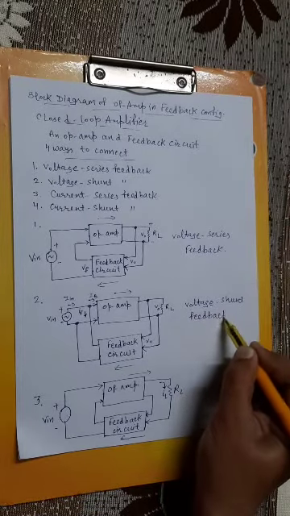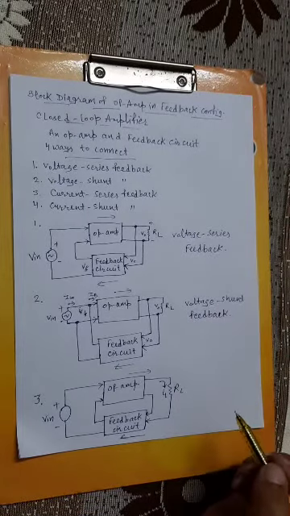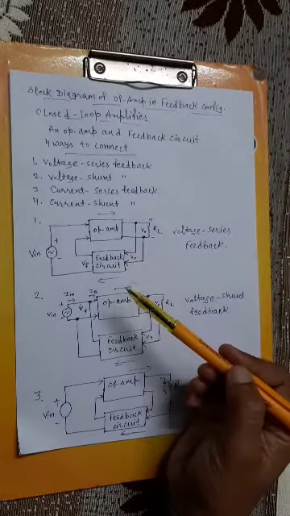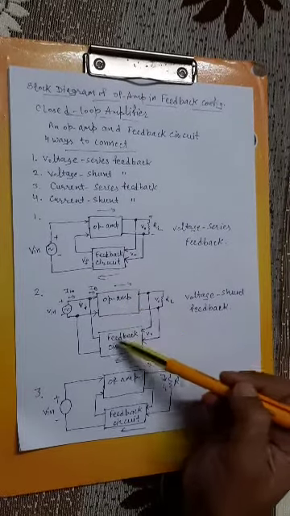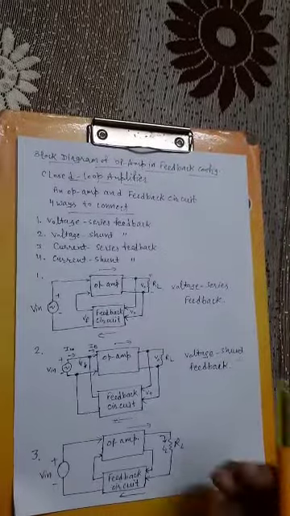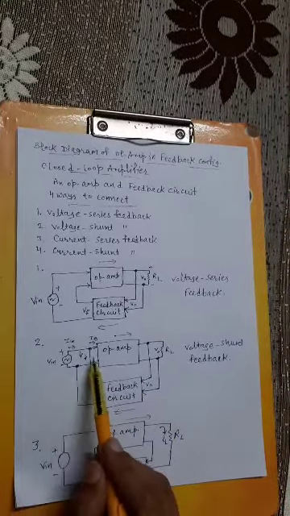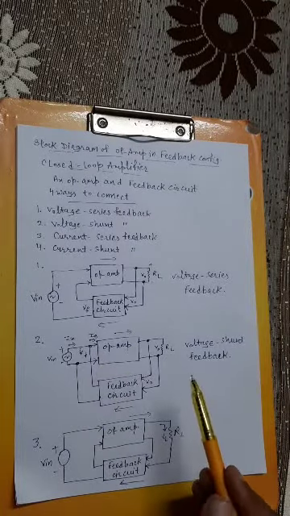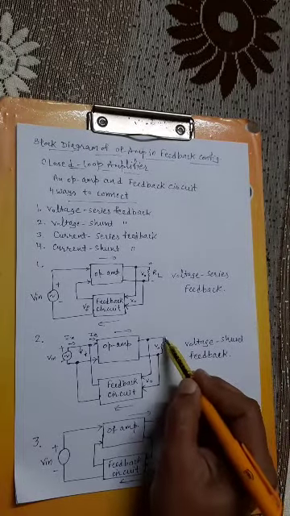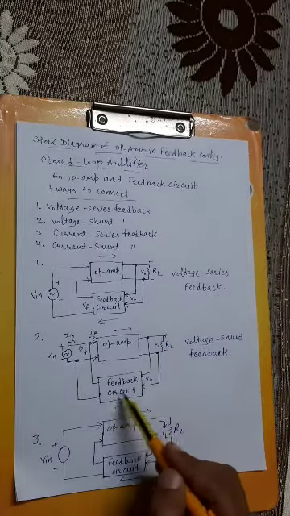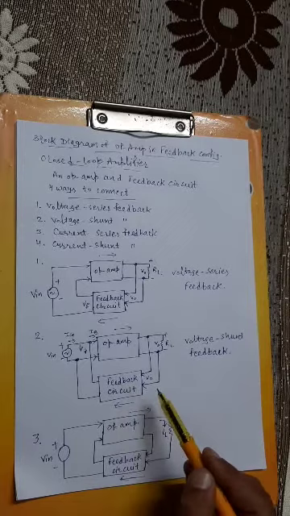Voltage shunt feedback. Okay, so about the same structure is there with minor differences: one block is for the op amp, one block is for the feedback circuit. The input voltage source is connected in this way. Plus side is this, minus side is this, right? Output voltage is measured across this load resistor, and that is connected through this feedback circuit, right?